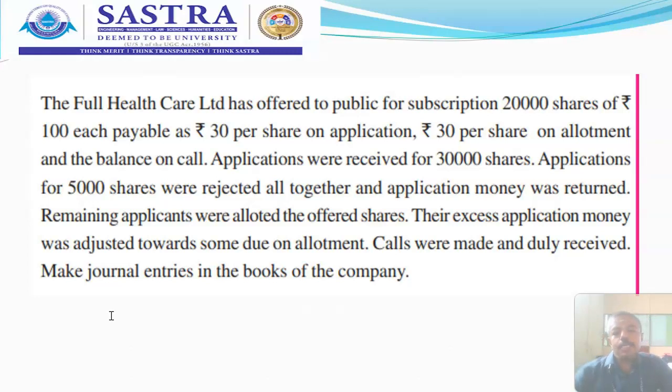So these are the transactions that happened. Either you pass them one by one or make it a compound entry. A compound entry is always better as you are a BCom student. So here the overall journal entry would be: share application account debited rupees 9 lakhs, to share capital account rupees 6 lakhs, to bank account rupees 1,50,000, to share allotment account rupees 1,50,000.